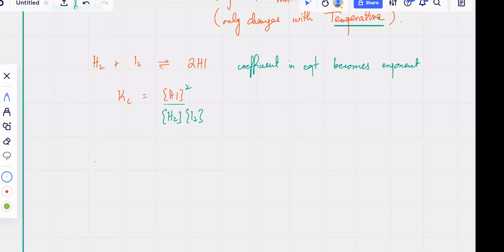Now, let's do another one. What's the expression for Kc? And you have to find the units as well, like N2 plus H2 and 2NH3.